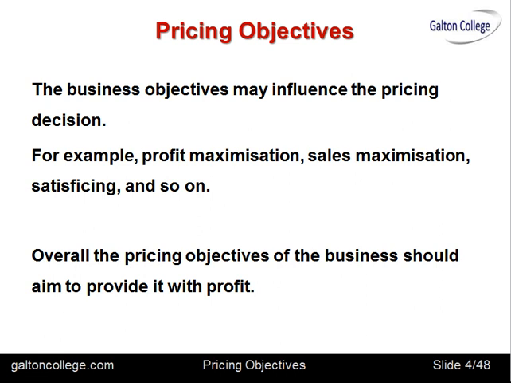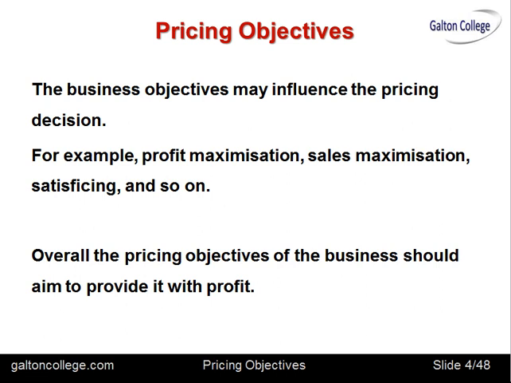Or satisficing. Satisficing means they're happy. They're happy with what they've got. They don't want to change. They don't want to grow the company. They don't want to profit maximize. They just want to make a living and get on with it. So they're not very ambitious.